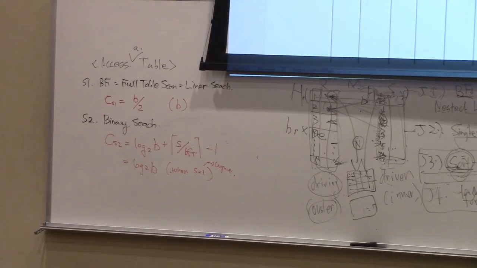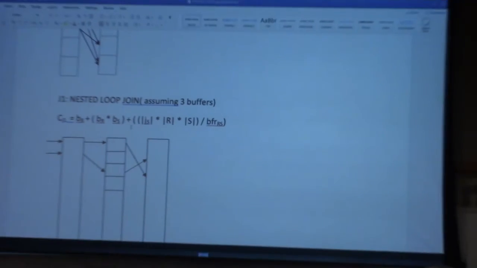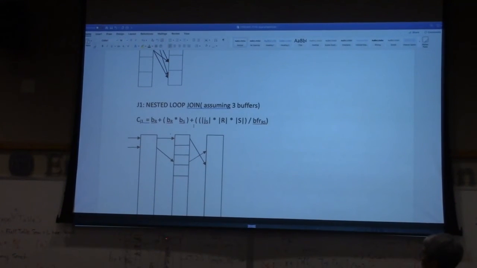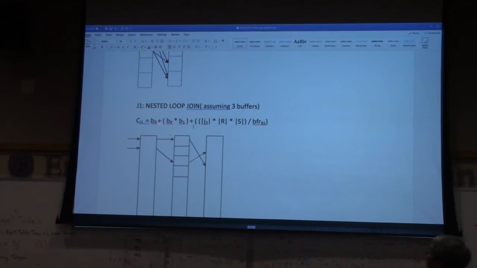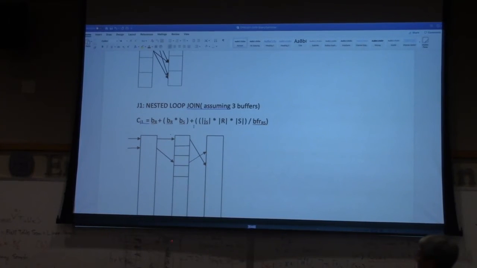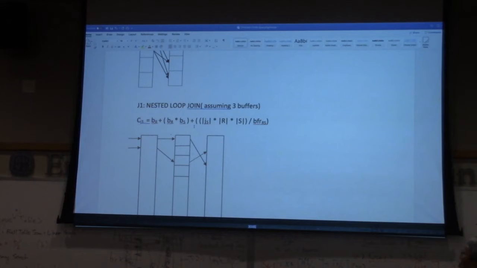You can see, in the case of nested loop join, first you need to access BR, then access BR times BS. So first you access the driving table, then the driven table, the inner table. How many times? BR times BS. Then, if there is a join, you are going to write the join data. So that is the cost function.